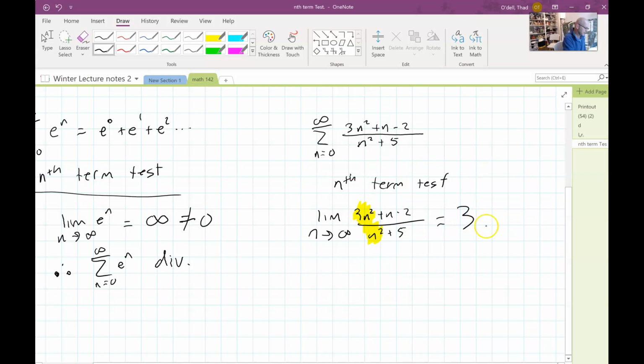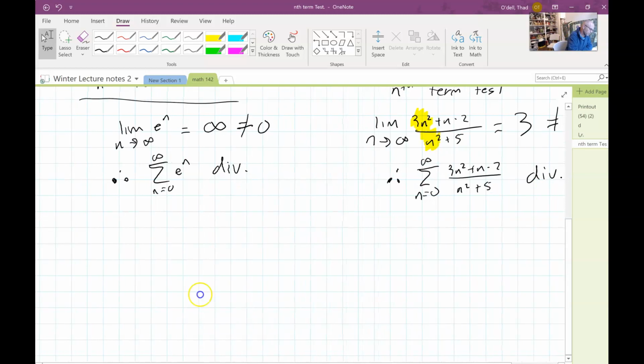So again, since that is not equal to 0, therefore the infinite series running from 0 to infinity of 3n squared plus n minus 2 over n squared plus 5 is divergent because of the nth term test. Let me show you one where it fails.